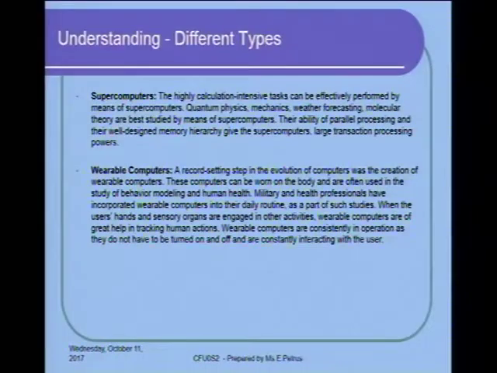Okay, now let's talk about supercomputers. What are supercomputers? Highly calculation-intensive tasks can be effectively performed by supercomputers, like quantum physics, mechanics, weather forecasting, molecular theory, etc. So supercomputers are used in places where they record the weather forecast. That's where they are mostly used. We don't really use them in workstations like offices and stuff.